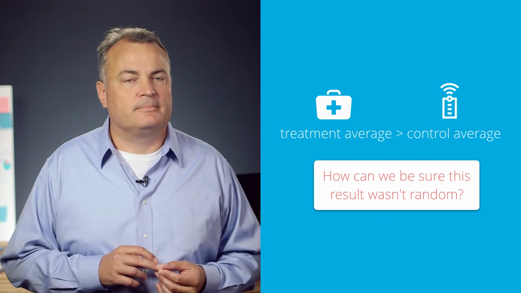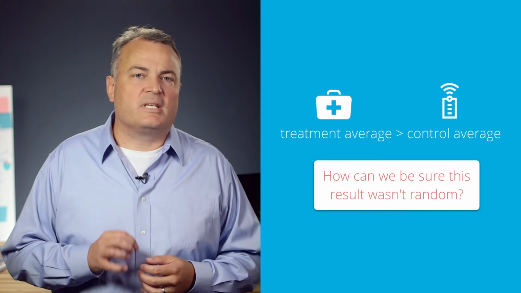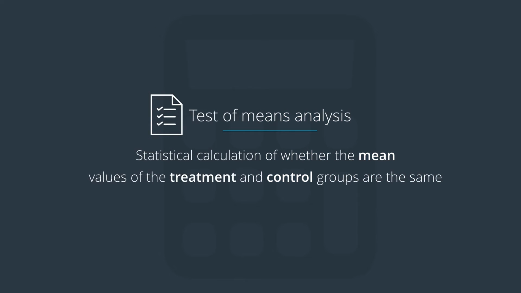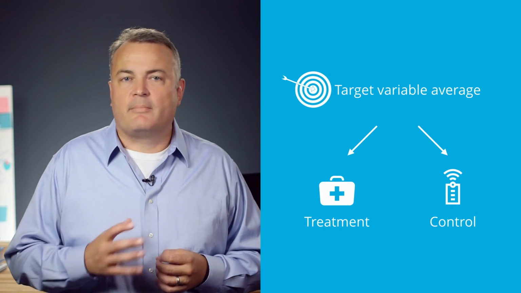entire population? A randomized design experiment is analyzed using a test of means analysis. A test of means is a statistical calculation of whether the mean values of the treatment and control groups are the same. Or in other words, is there a statistical difference in the results or not? The first thing to look at is the target variable average for both the treatment and control groups. This will give us an idea about the magnitude of the impact by the treatment.